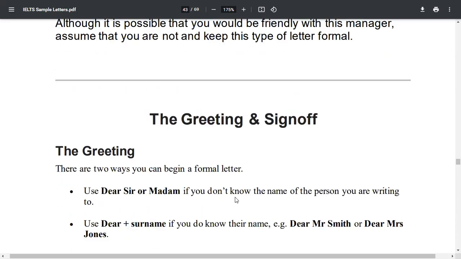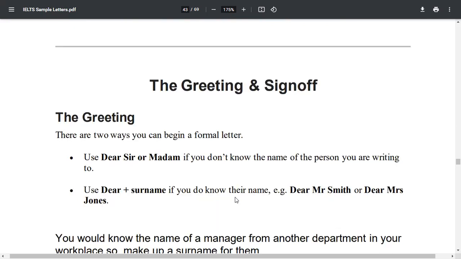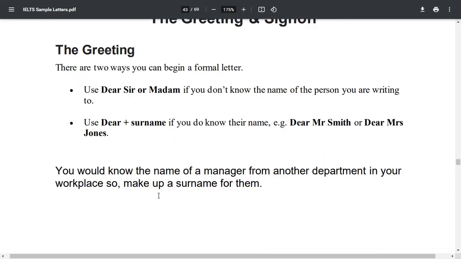Now let's move to the greeting. The greeting is how you start the essay, and that's the most important part, so you have to know how you are going to begin the letter. There are 2 ways you can begin a formal letter. You can start with dear sir or madam if you don't know the name of the person you are writing to, or you can start with dear plus surname if you do know the name. For example, dear Mr. Smith or dear Mrs. Jones. That's the dear plus the surname. You would know the name of a manager from another department in your workplace, so make up a surname for them.